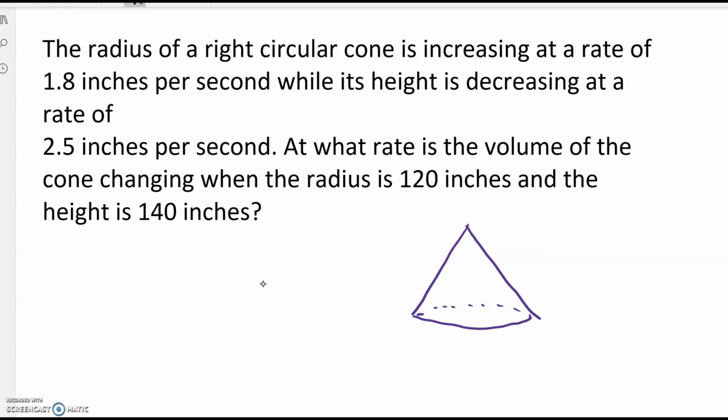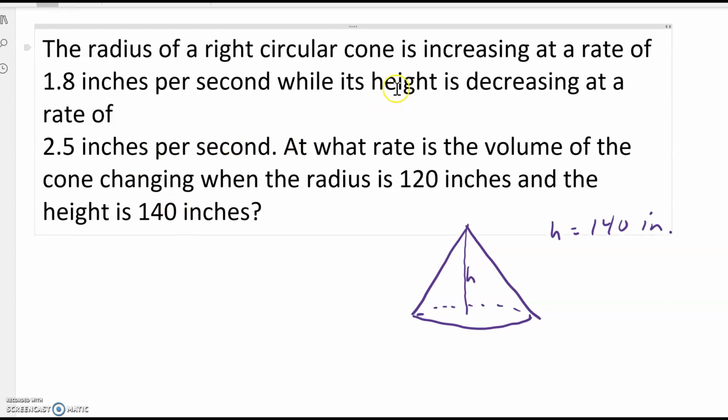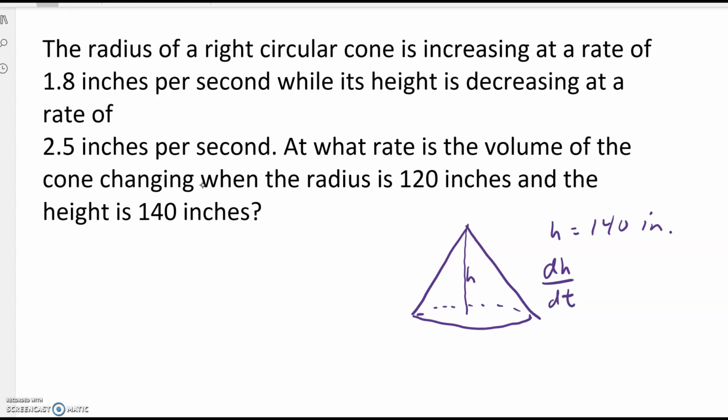So we have the height of the cone is 140 inches right there, h. So h equals 140 inches. And it says the height is decreasing at a rate of 2.5 inches per second. So that means that dh/dt, so this is an ordinary derivative, it's not a partial derivative, dh/dt is negative 2.5 inches per second.